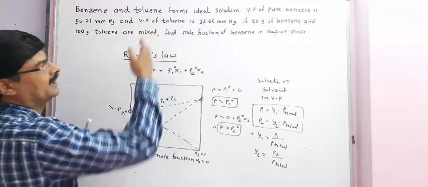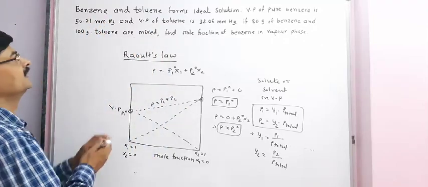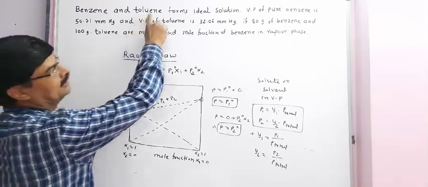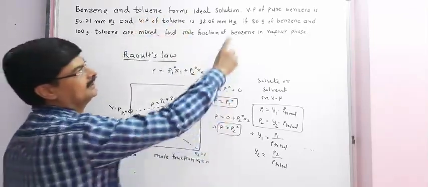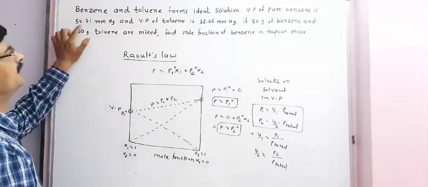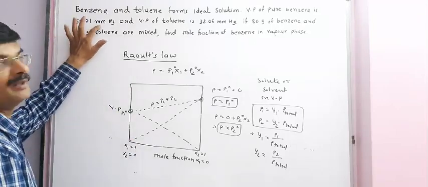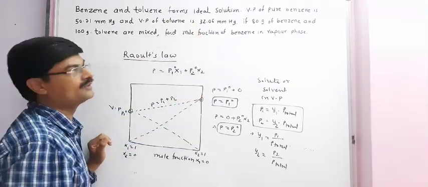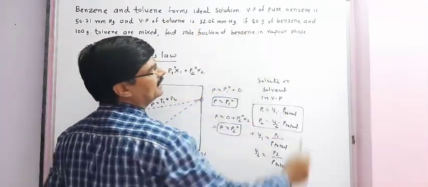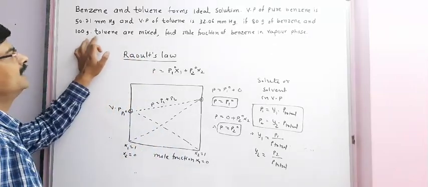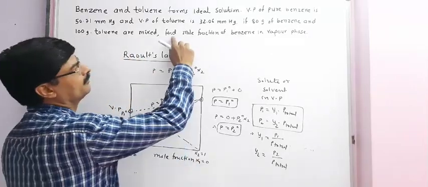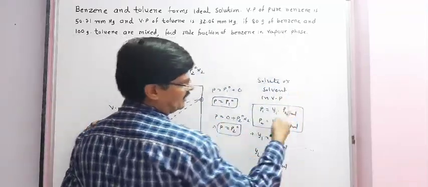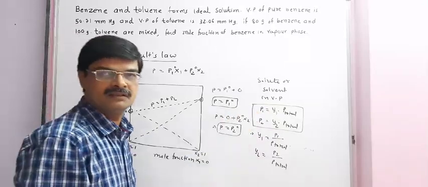To understand, again we have a sum. See, in the numerical, what is given to us: benzene and toluene form an ideal solution. Vapor pressure of pure benzene is 50.71 mmHg and vapor pressure of toluene is given as 32.06 mmHg. If 80 gram of benzene and 100 gram of toluene are mixed, we have to find out the mole fraction of benzene in vapor phase, as I just discussed in this topic.